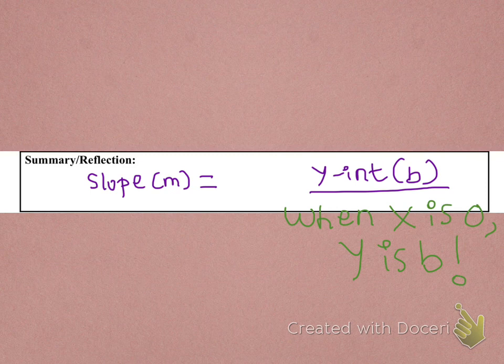Alrighty, so we are done with this video. Make sure you guys go to the next slide, click next to go on to the activity on finding slope and y-intercept and writing the equation from a table.